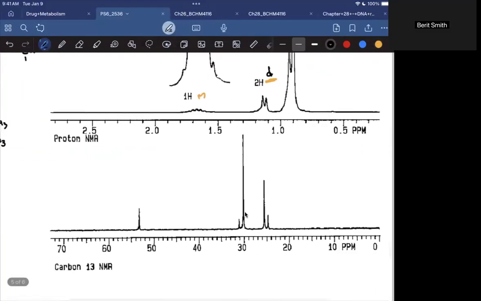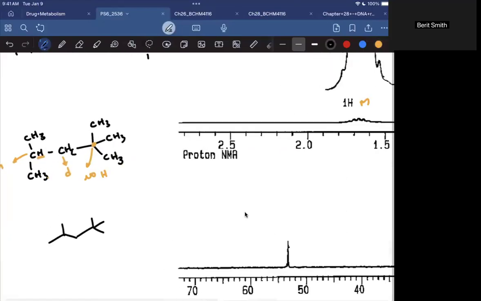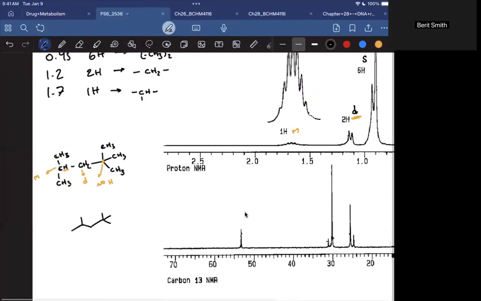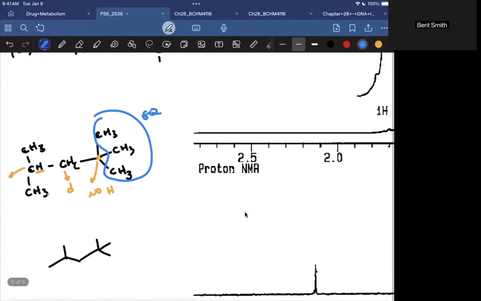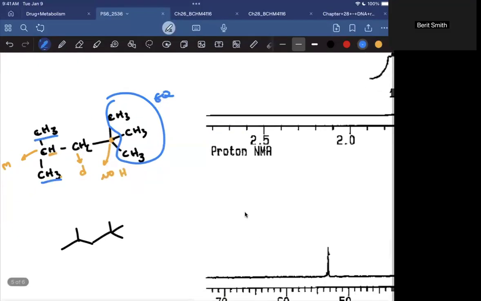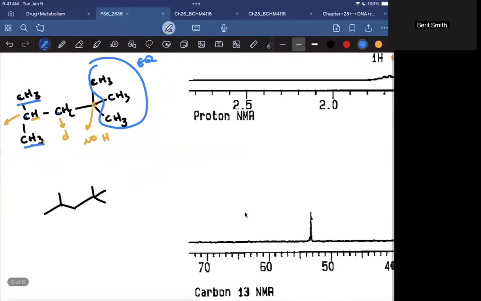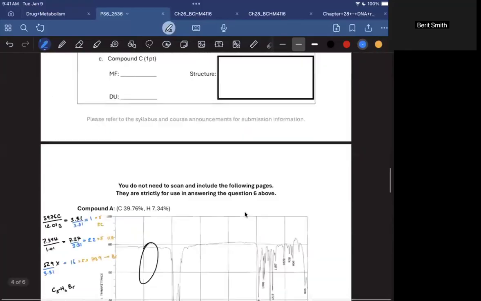All right, and then the carbon NMR got 1, 2, 3, 4, 5. And then we've got 1, 2, 3, 4, 5. So that matches up these, because remember these 3 methyls are all equivalent, as are these 2 over here. So we've got 1, 2, 3, 4, 5. And that works out. Let's go ahead and rewrite this.